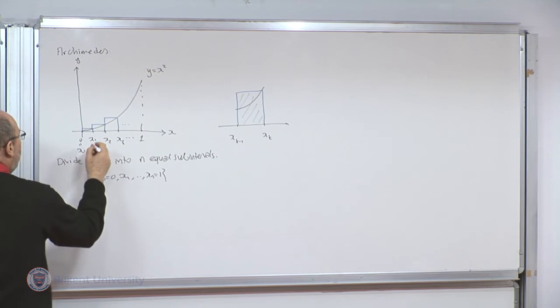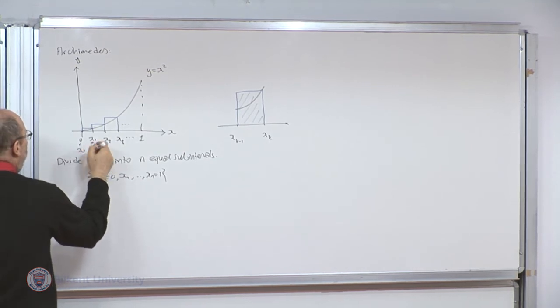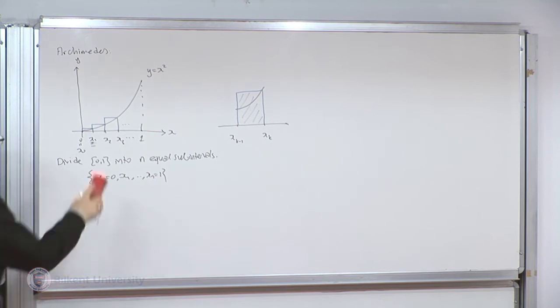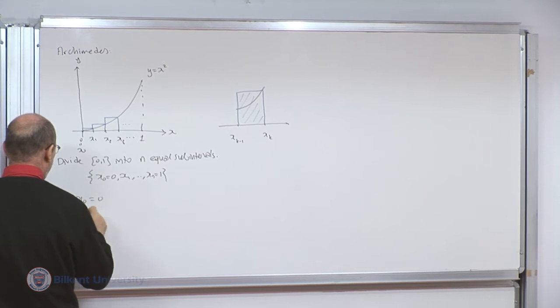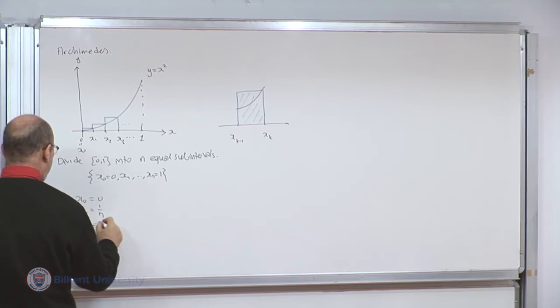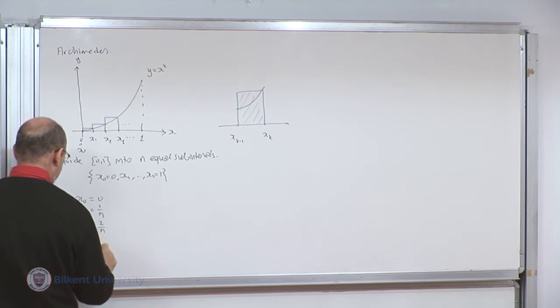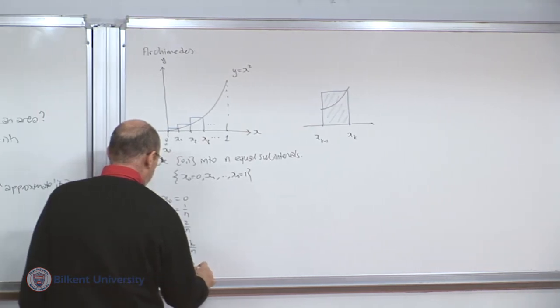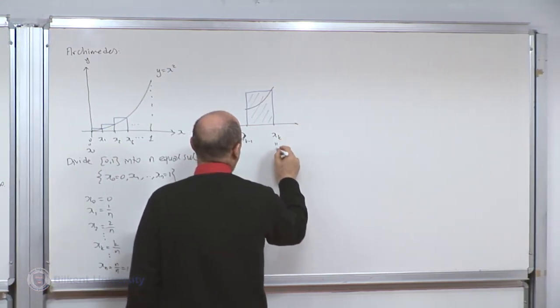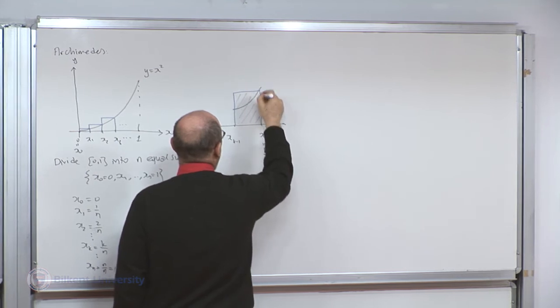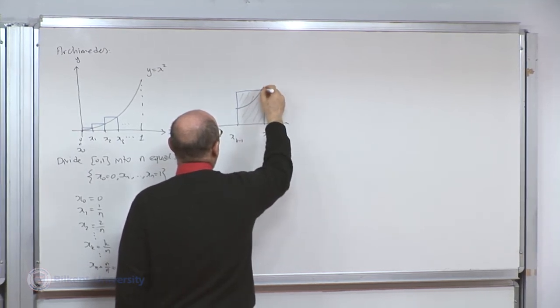Okay, so what is x1? x1 is 1 over n. Let me erase this. Maybe I write it over here, it's easier. So x0 is 0. x1 is 1 over n. x2 is, now I go one more 1 over n, so this is 2 over n. So xk is k over n, and then eventually xn is n over n, which is 1. So the coordinate of this is k over n. I want to know this because then I want to know the coordinates of this.